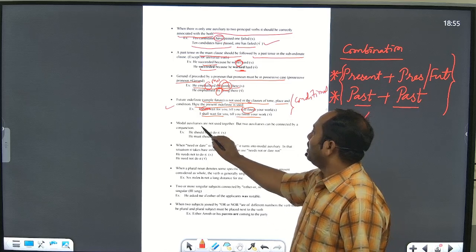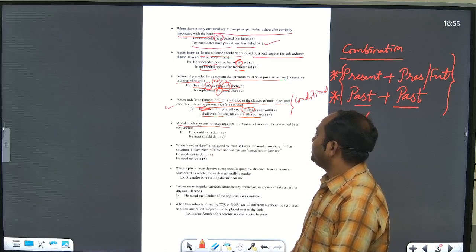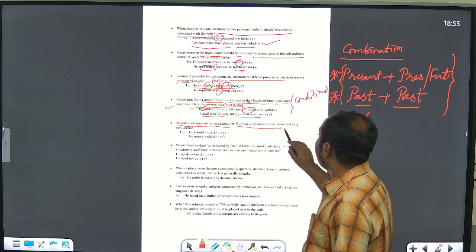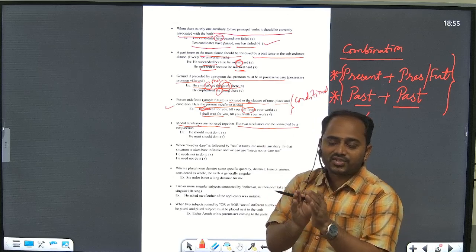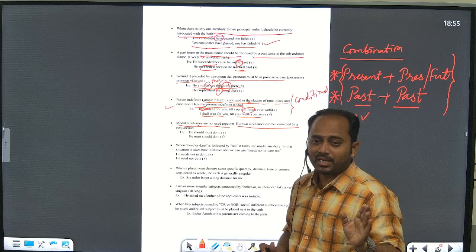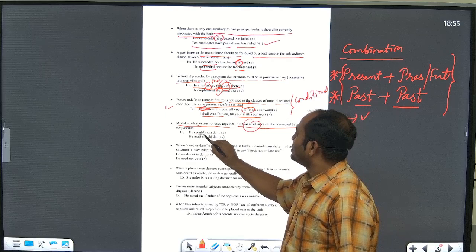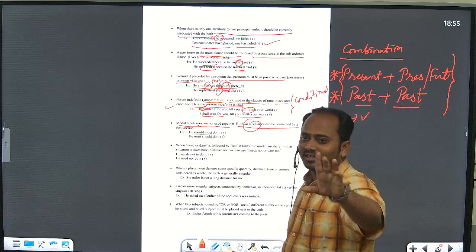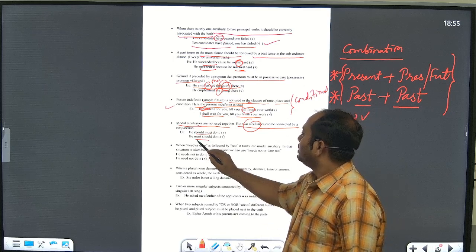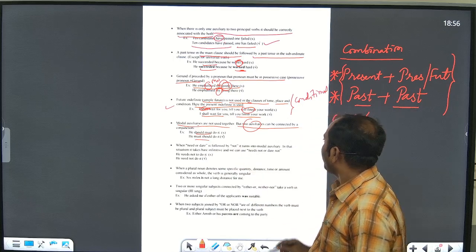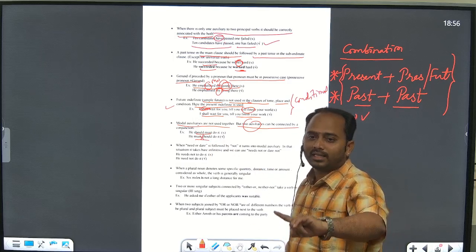Next, modal auxiliaries are not used together. But two auxiliaries can be connected by a conjunction. He can, shall attend the party should not be used. But you can use both auxiliaries with a proper conjunction. He should, must, wrong. He must and should, correct. He must and should do it. With a proper conjunction, must and should can be connected.